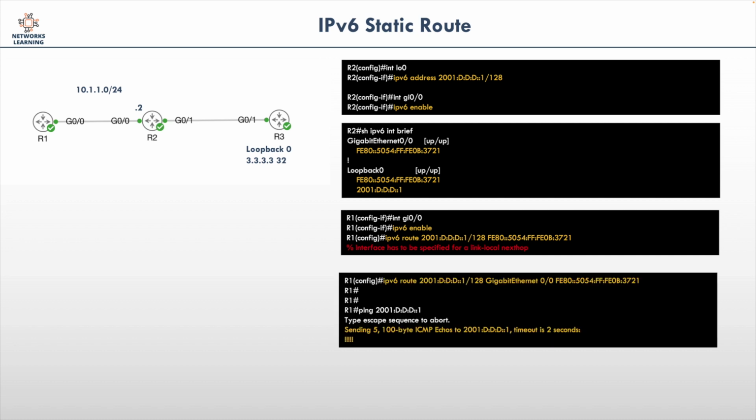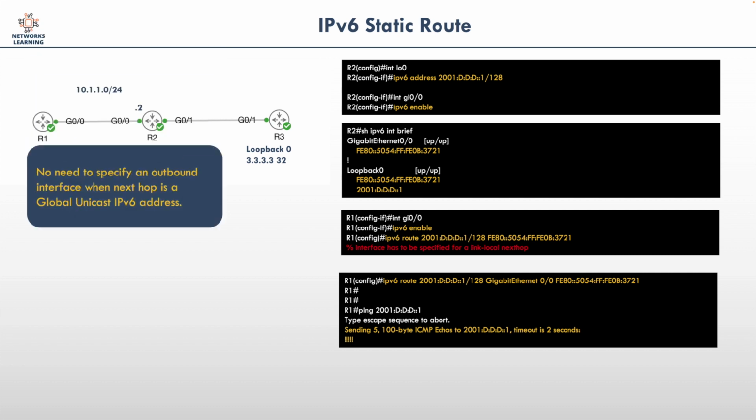So this is the challenge that I mentioned just a few seconds before. To circumvent this issue, you have to specify your outbound interface when configuring your static route. So going back to R1, I reconfigure my IPv6 static route, and here I'm using ipv6 route, loopback 0's IPv6, which is my destination, with the /128 subnet, and then my gigabit interface 0/0, which is my outbound interface on router 1. And in addition to that, now I can add my link local IP address as a next hop.